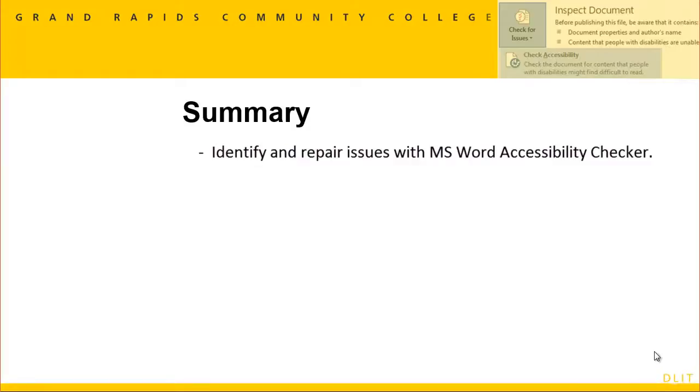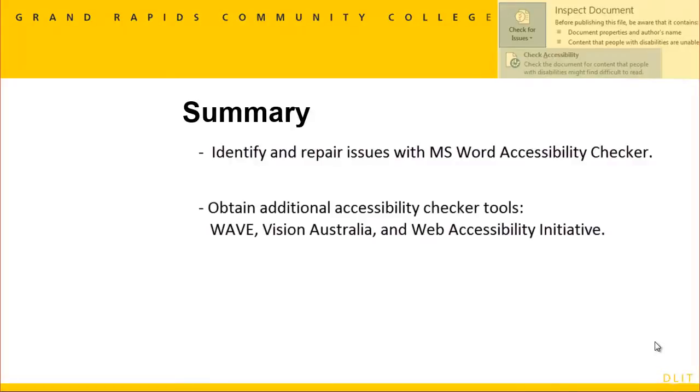I did use it successfully to locate missing alt text, solve problems with a table, align an image correctly, and remove extra blanks. It did not flag me on the issue with my document structure containing a blank, a heading 3 blank, but I did notice it in the navigation pane. Wave, Vision Australia, and the Web Accessibility Initiative are additional free tools and resources to check for accessibility issues. If you are using a Mac or just want additional choices, these are a few worth exploring.